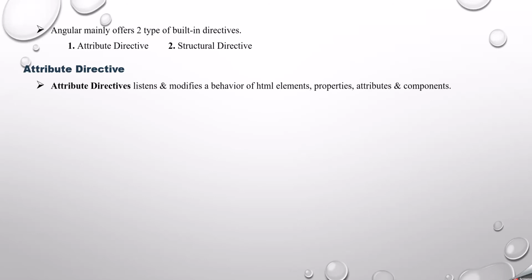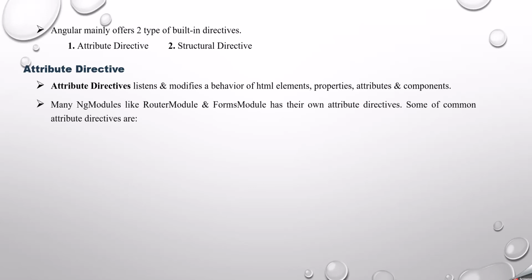So attribute directive listens and modifies a behavior of a HTML element, properties, attributes and components. So as per the name, as per the HTML element, it has been given because it works with the HTML attributes to change its properties behavior, right? So that's why the name has been given as attribute directive and categorized as well.